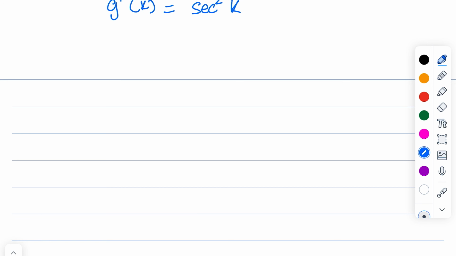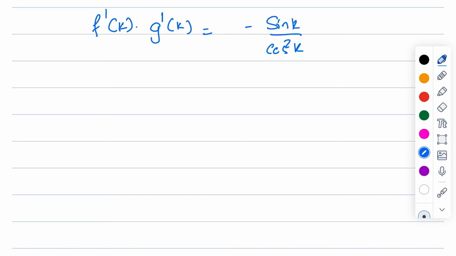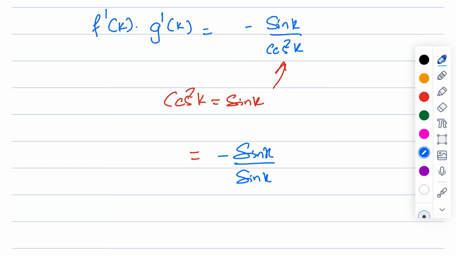Now I'm going to multiply f prime k times g prime k, which is minus sin k upon cos square k. But we have just proved that cos square k equals sin k, so plug that in. It becomes minus sin k upon sin k, which is going to be minus 1. So therefore, they are perpendicular.